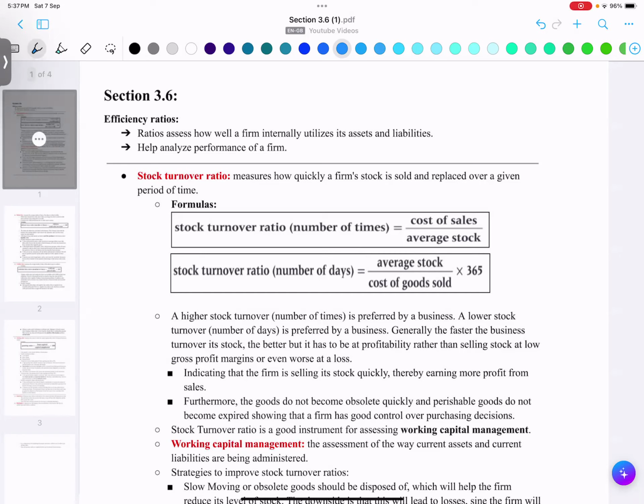So we have to talk about efficiency ratios. Efficiency ratios are how firms assess how they internally utilize their assets and their liabilities. Remember, we discussed assets and liabilities in our two previous videos, 3.4 and 3.5. We know that assets and liabilities can either be short term or long term. Short term is when they're less than a year, and long term is when they're for more than a year. We have non-current assets and current assets. They stand for long term and short term.